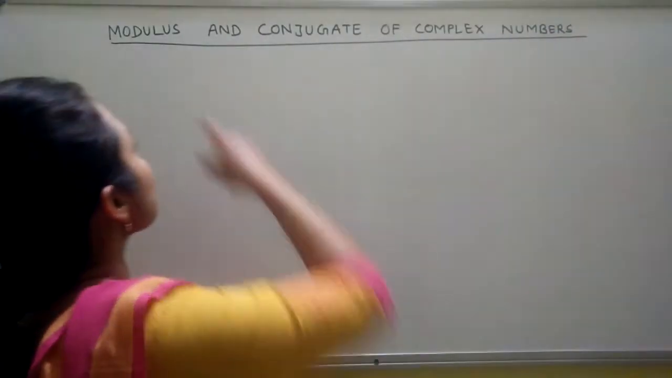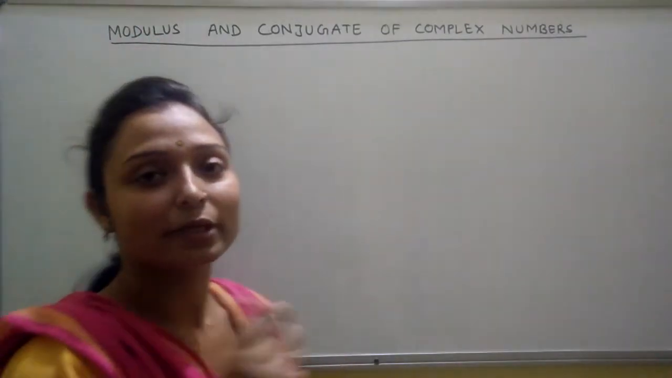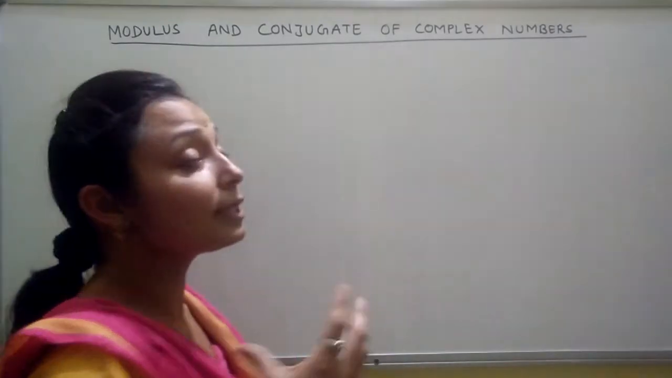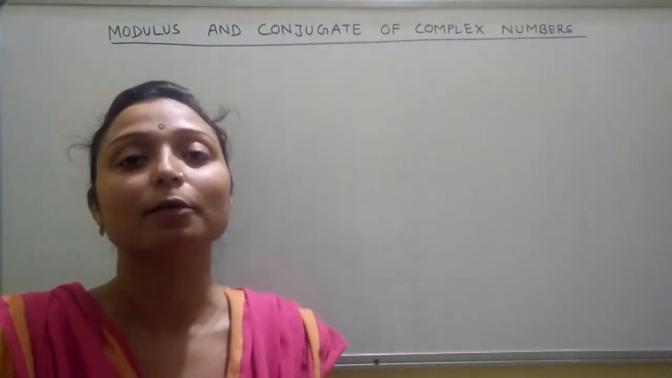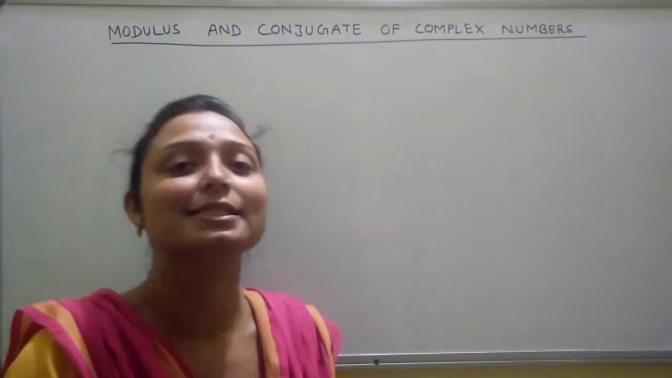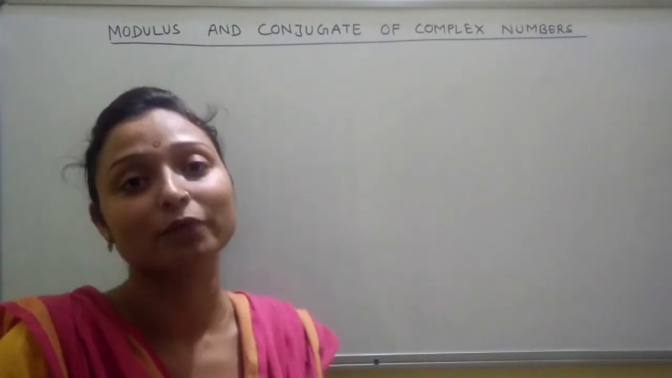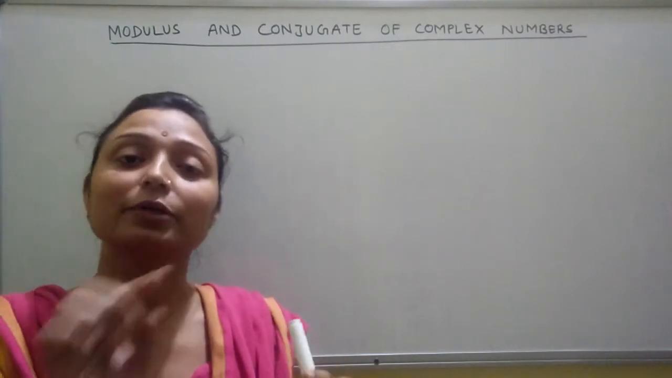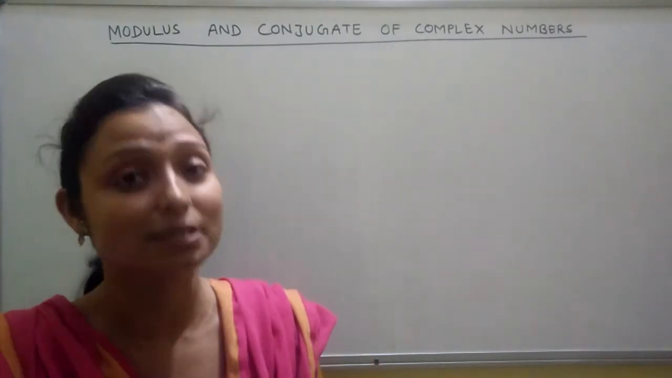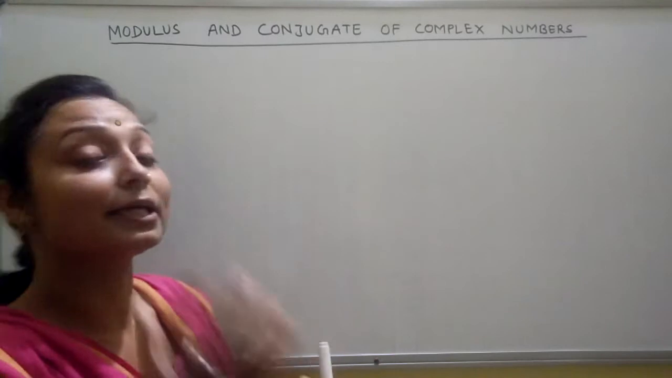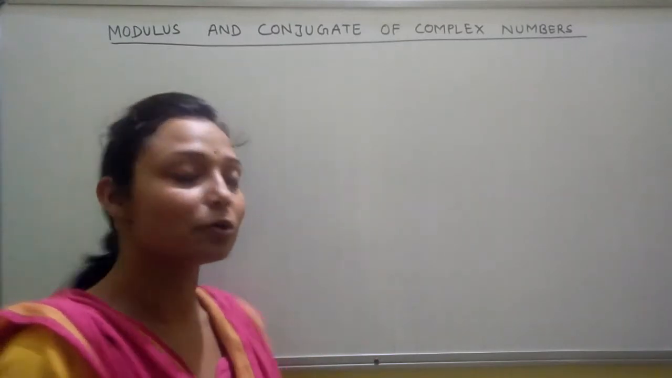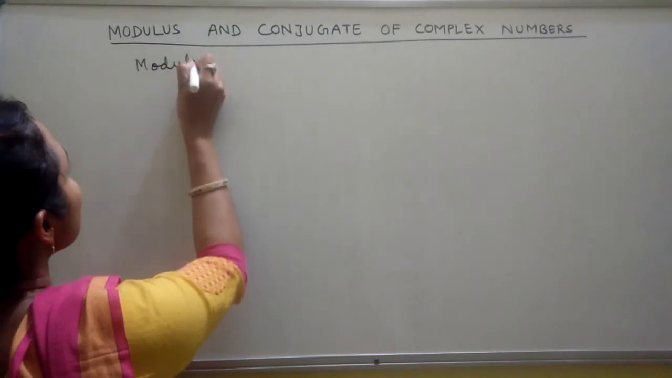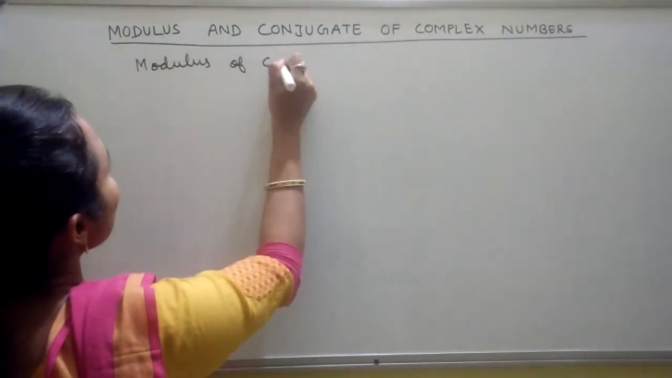Before starting the modulus, one thing should be very clear to everyone: the modulus will never be negative. In small classes, modulus means absolute value. You always take the positive value. If negative 3 is there, the modulus of negative 3 is positive 3, the absolute value. But in complex numbers, how can we find the modulus? First of all I will start with the modulus of complex numbers.